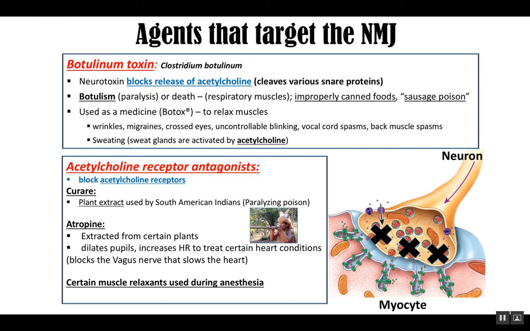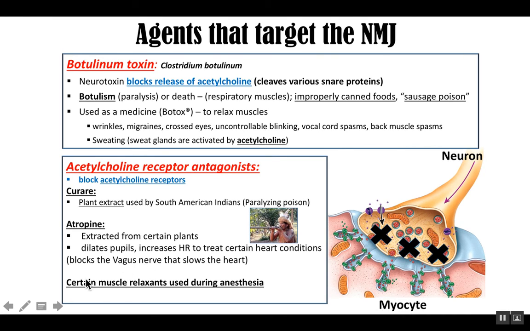This is an interesting one in that your heart rate is kept slow by acetylcholine. So if you block those receptors, the acetylcholine can't keep your heart slow, and therefore it will speed up. So this atropine can actually block a nerve called the vagus nerve, which keeps your heart rate slow.